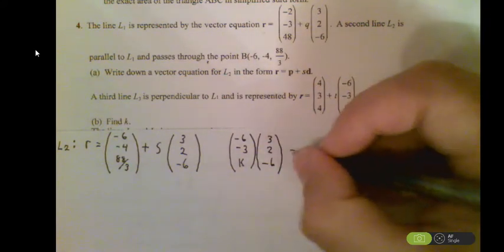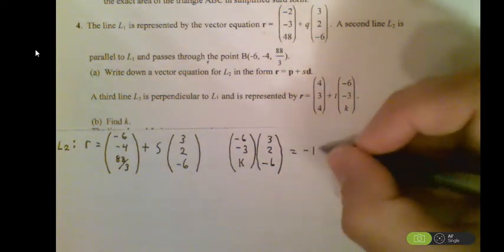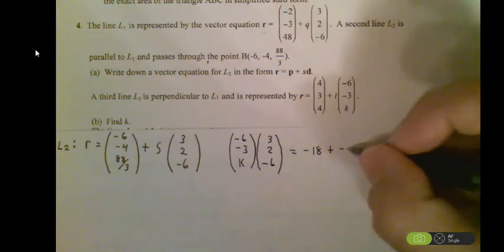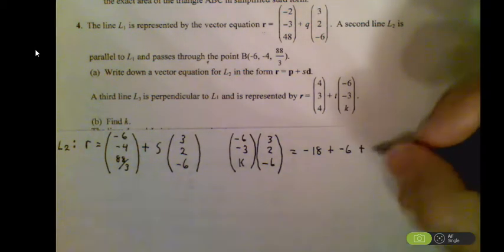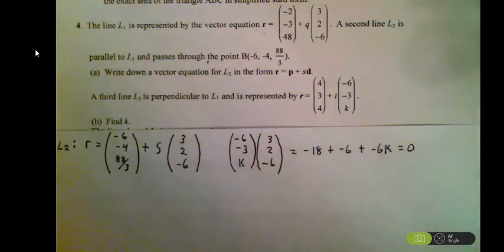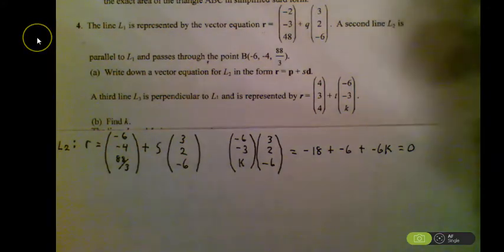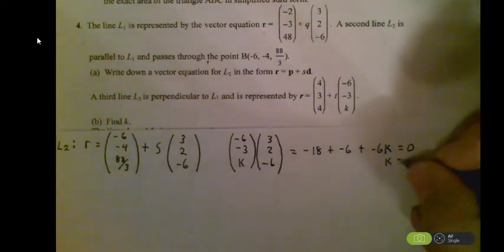So remember, to do a product, you just multiply and add. So multiply straight across, I got my -18 plus -6 plus -6k. And I know all of that should come out to be 0. So now I can just solve that simple equation to get our answer for k. So that's where we figure out k comes out to be -4.